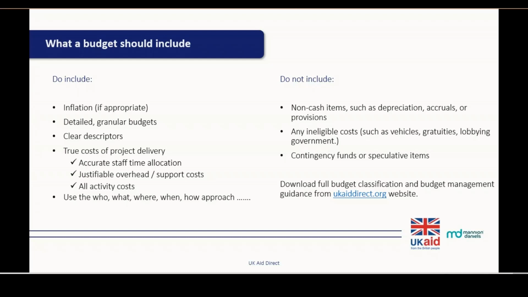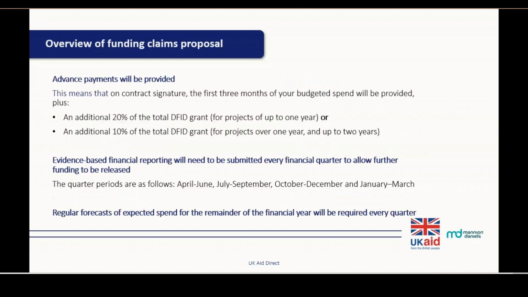Again, some things not to include, as I've already mentioned, we don't fund large capital costs. Cars can't be included in your budget. DFID won't allow that. We also won't fund any non-cash items such as depreciation or accrual. And we also can't accept contingency costs. So again, you need to make sure that your budgets are really thought through and you've really researched the costs so that you're in the best position possible.